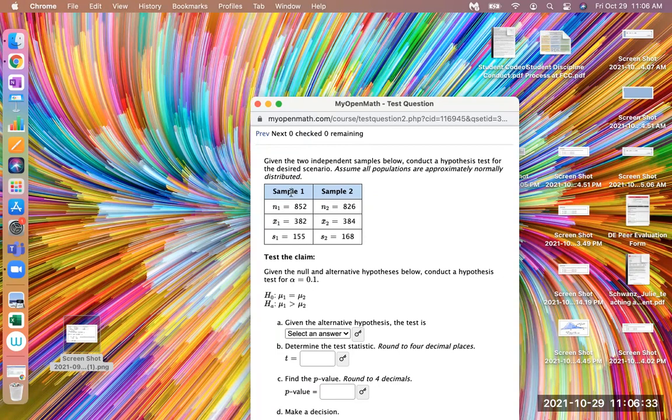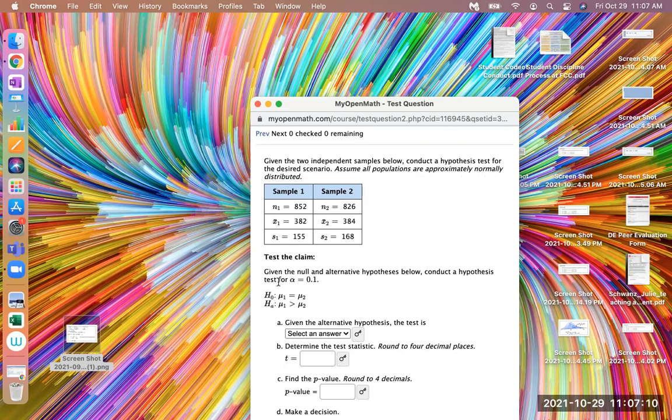So sample 1, and I just did a video on number 3, where they had given us the raw data, the actual observations themselves, and we had to take time to find the mean and standard deviation from that raw data. In this problem, they give us the statistics from the samples: the mean and the standard deviation of the sample. So this is going to take one less extra step, which is great. It says, given these samples, conduct a hypothesis test for the desired scenario.